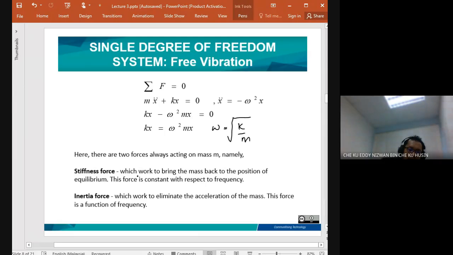This force is a function of frequency. It means the value of the inertia force depends on the motion of the mass. So higher frequency gives a higher inertia force.